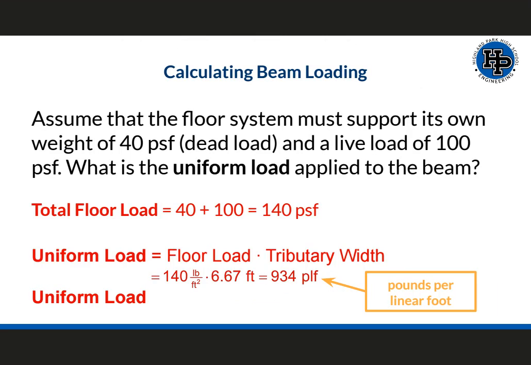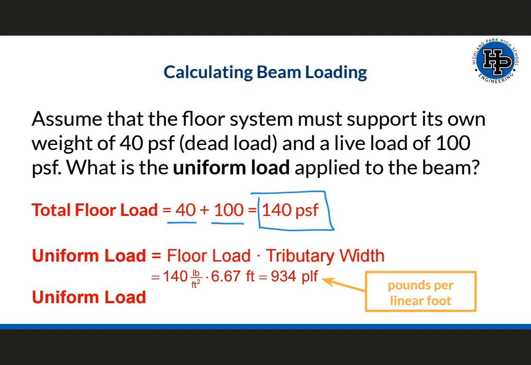So in a typical beam loading problem, you're going to see some kind of statement like this. Assume that the floor system must support its own weight of 40 pounds per square foot, which is a dead load, and a live load of 100 pounds per square foot. So what is the uniform load applied to the beam? All we need to do in this situation is add up our dead load plus our live load to get a total floor load of 140 pounds per square foot.